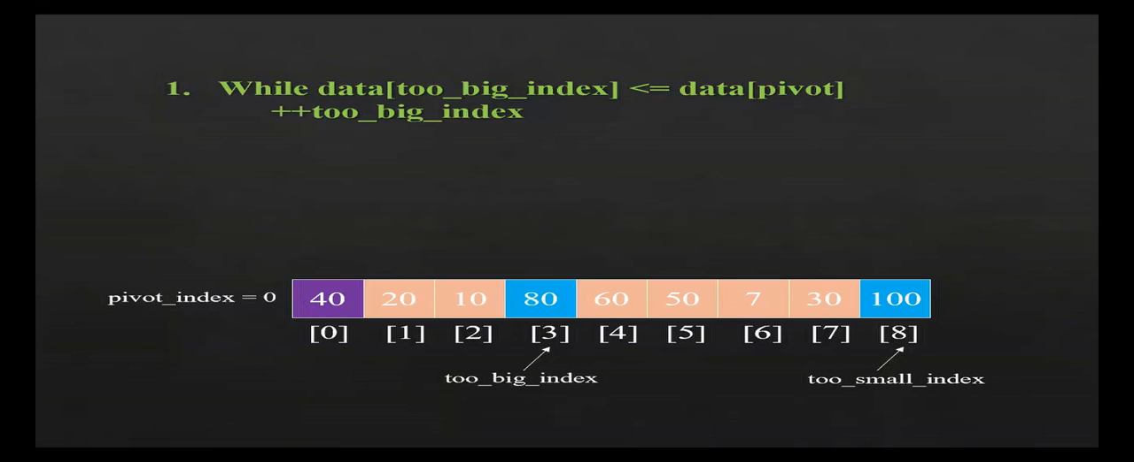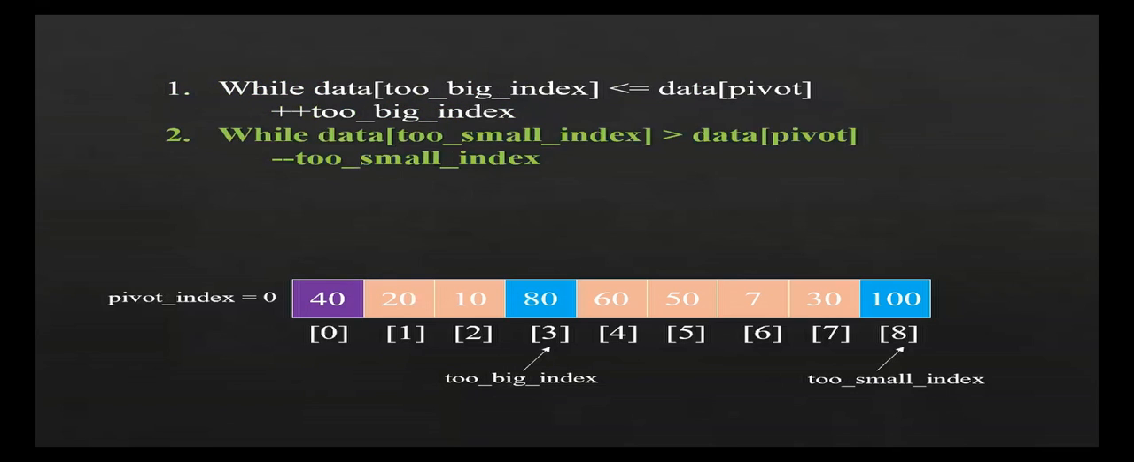Now 80 is not smaller than the pivot element. We said that until we find a bigger element, we'll move forward. Since we found the bigger element, we'll stop here. Now our current index is 3, which means the left index is 3.